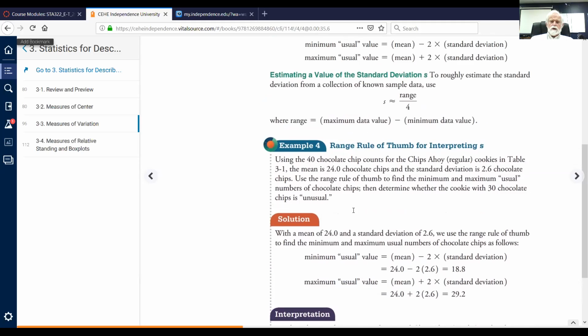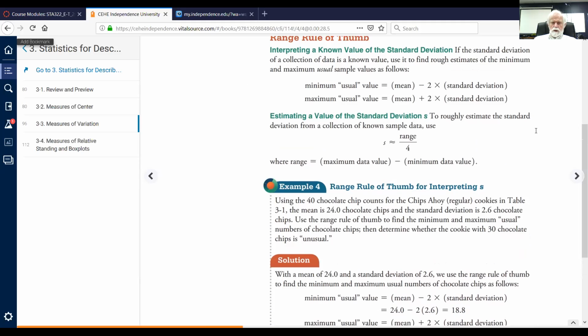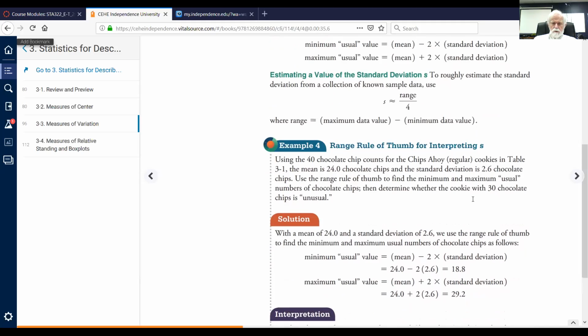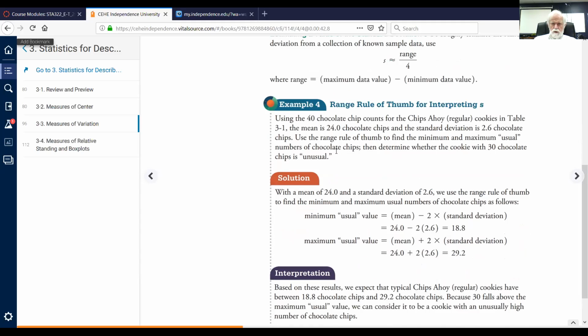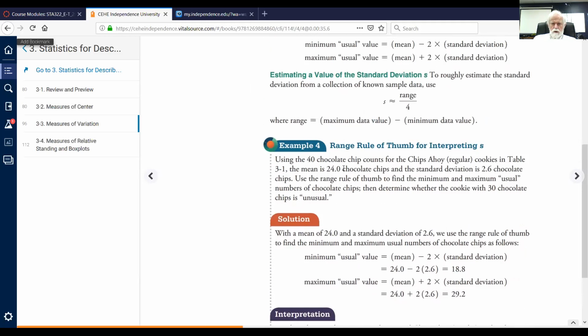All this is good for is giving us a rule of thumb for what that standard deviation is. And we can use that to determine whether the cookies that are outside the range are plus and minus 2 standard deviations from the mean. We already know what that mean is. We have a 2.6 standard deviation, the mean being 24. If we use the 40 chips of regular, we got 24 as the mean. Standard deviation is 2.6, and we use the range rule of thumb to find the minimum and maximum usual numbers of chips.